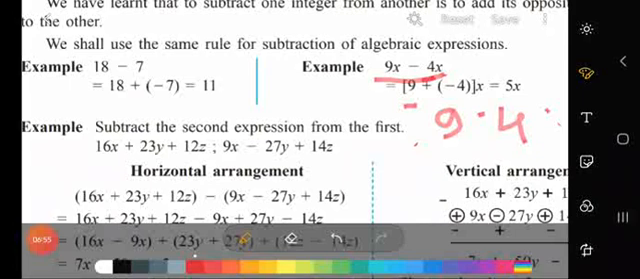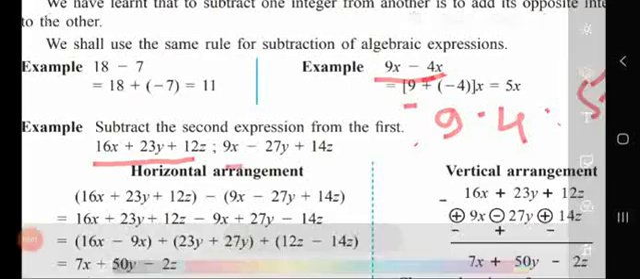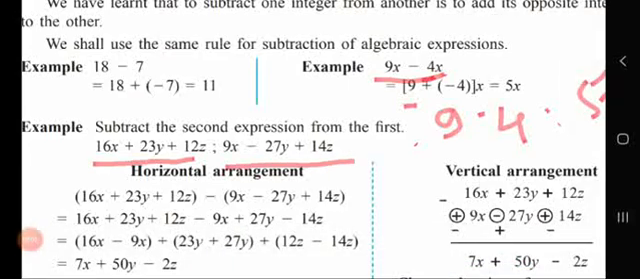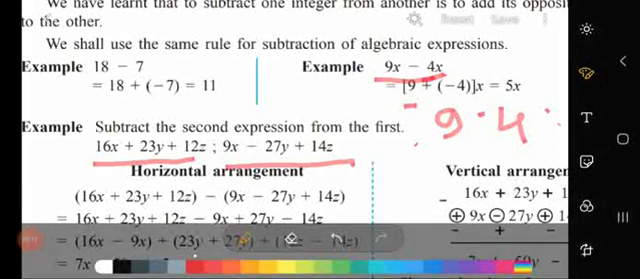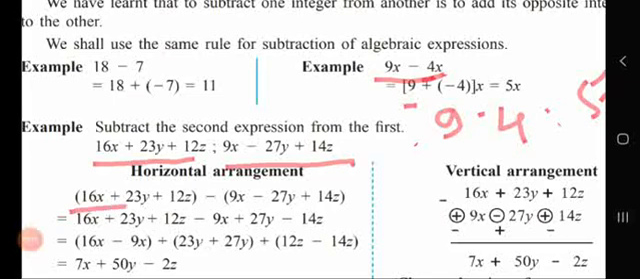This was for monomials. Now if the expressions are binomials, then what to do? Suppose this is the first expression and this is the second expression, and we are going to subtract the second expression from the first. This can also be done by two methods, horizontal and vertical. For horizontal arrangement, write the first expression as it is, but when writing the second expression, all the signs of that expression's terms we have to reverse.